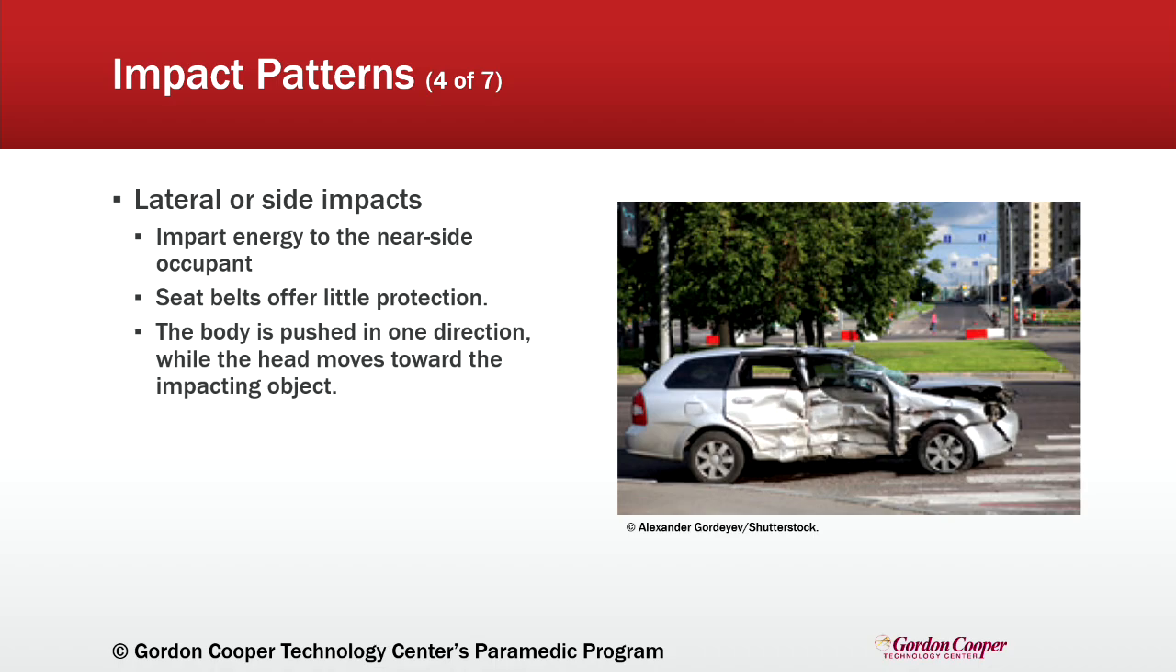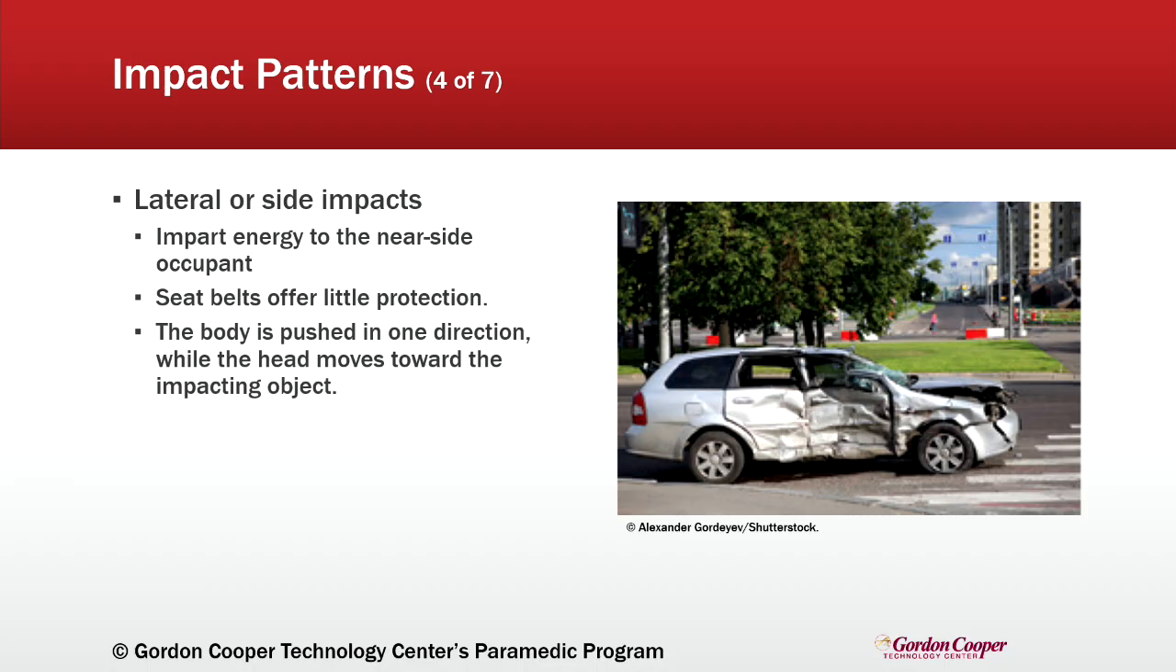Lateral or side impacts transfer energy directly to the side of the occupant's pelvis and chest. This is oftentimes the place on vehicles where there's the least amount of protection for the occupants, especially as the velocity of the vehicle that's striking them increases. Seatbelts provide minimal protection in these collisions. They do, however, help to keep the person attached to the seat, which is helpful, but it doesn't provide a whole lot of protection.